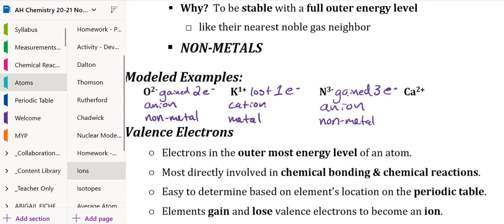It's calcium. Carbon is C. So calcium with a 2 plus charge, what happened to it to form an ion with a 2 plus charge? Lost 2 electrons. Good. Would we call it an anion or a cation? Cation. And is calcium a metal or a non-metal? It's a metal.